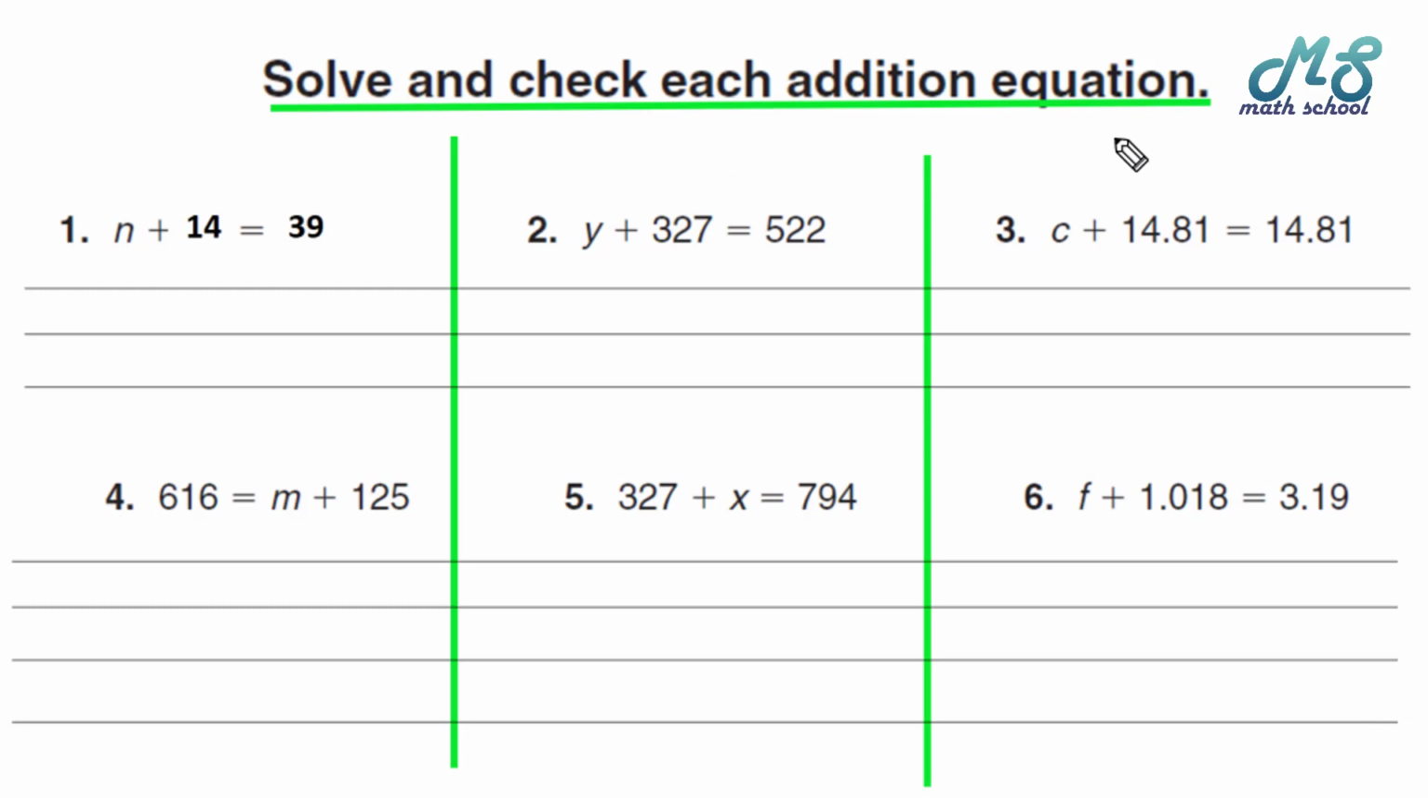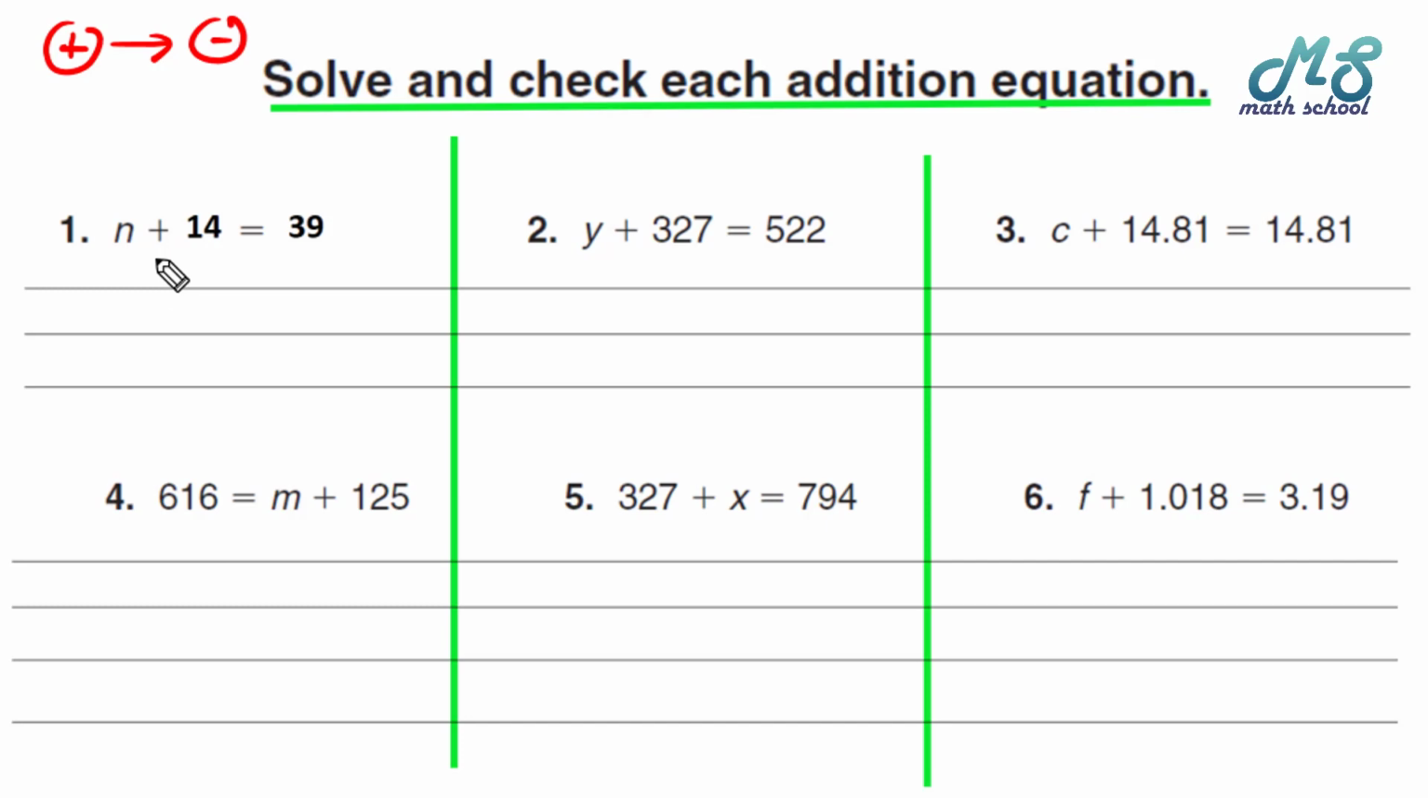We studied before, guys, to solve the addition equation, we will use the inverse operation. The inverse operation of addition is subtraction. So to find the value of the variable in these equations, we will use subtraction. Next, solve and check each addition equation. To solve the addition equation, we will use the inverse operation, which is subtraction. For example, n plus 14 equals 39.